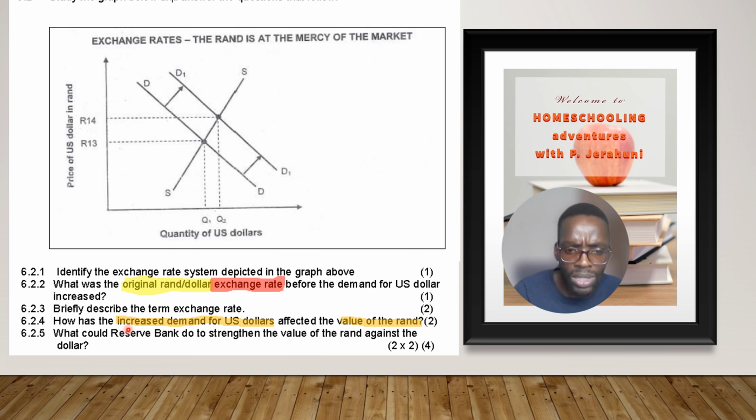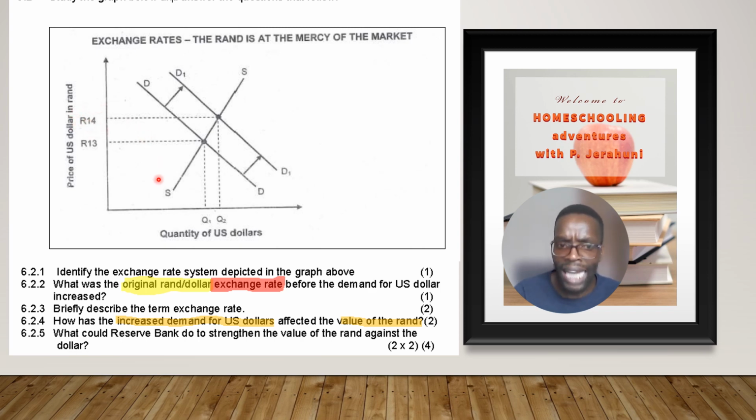So here the question now says, how has the increase in demand for US dollars affected the value of the rand? Now what has happened here is there's been an increase in the demand for US dollars, shifting the demand curve to the right. Okay, now there's an increase from Q1 to Q2. Now how has that affected the value of the rand? What it has done is it has resulted in me demanding more rands to be able to buy the same unit of a US dollar. Originally, remember, for every US dollar I would need 13 rands, but now after the shift, for every US dollar I now need 14 rands.